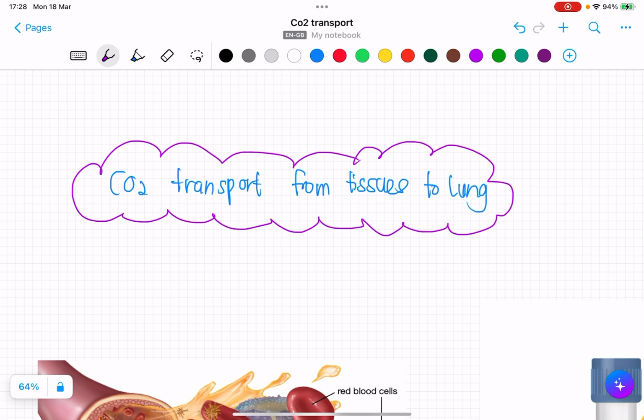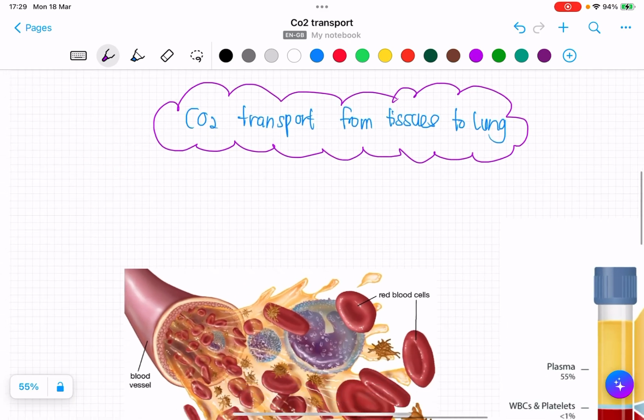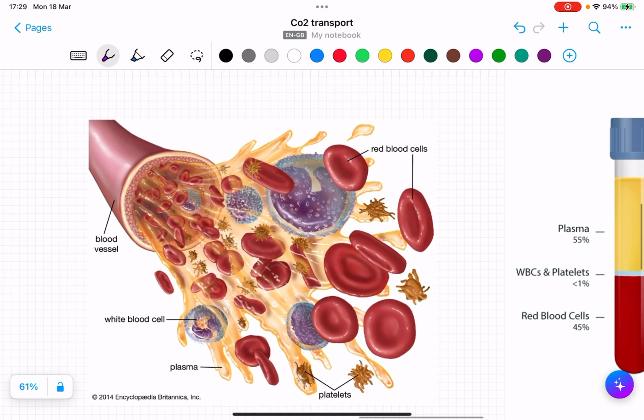No, it's going to ada a few processes step by step. From the tissue to the lung. Bila dah sampai lung, then only your body will breathe out the CO2 to the environment. Okay, sebelum tu kita tengok dulu what is inside our blood.